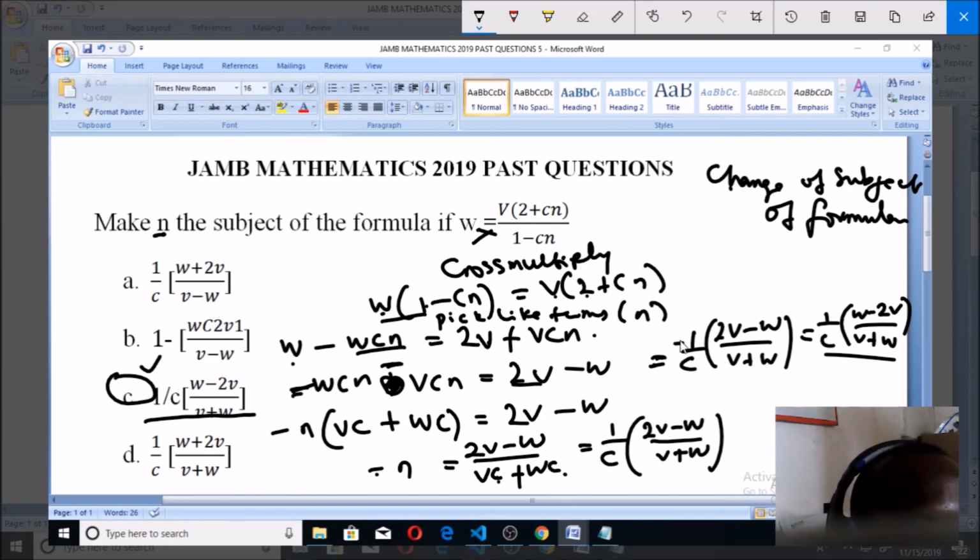So if you take this minus inside, so that you now multiply out, everywhere you have minus now will now be plus, and that's why w is plus, but 2v is now minus, and that's why we got to this, and that is the answer to this.